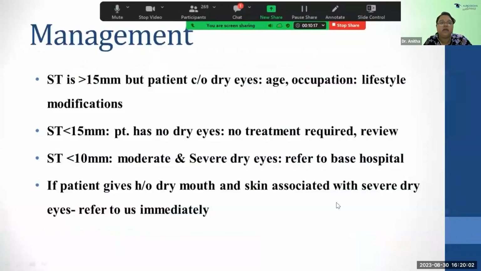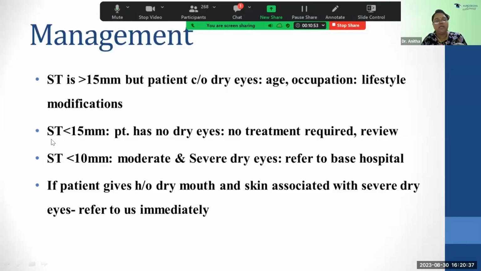Schirmer's test is a very common test that you can do in your vision centers. If the ST is more than 15 mm, but the patient is complaining of dry eyes, that is, ST is normal but the patient is complaining of dry eyes, then ask for the age. If the patient is in menopausal age, then mostly it is related to the hormonal imbalance. So the patient can be treated in the vision centers, or occupational hazards or exposure to the AC or fan or to the electronic gadgets. Ask them to do lifestyle modifications.